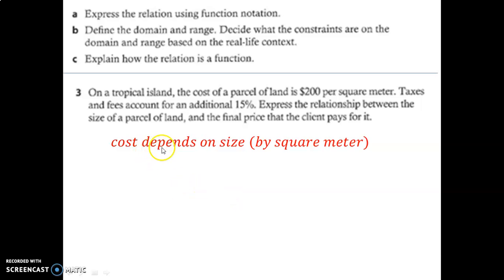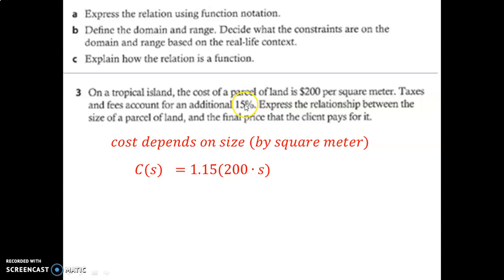We know the cost of the land you're buying depends on the size you buy by square meter. So I wrote a function like this: the cost of the land you're buying based on the number of square meters. And it's like this, because we know that it's $200 per square meter. So here's $200 times the number of square meters.